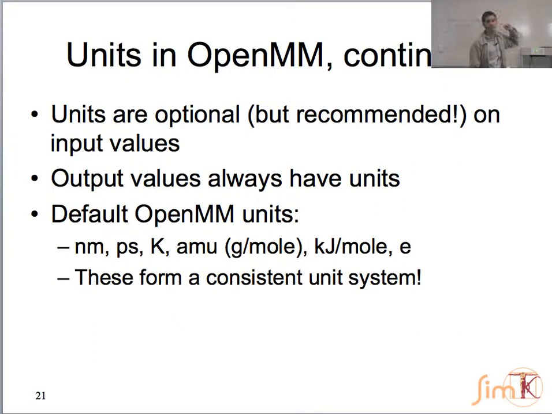Those units are, and you can find this in the user guide as well: Distance is in nanometers. Time is in picoseconds. Temperature is in Kelvin. Mass is in atomic mass units, also known as Daltons, also known as grams per mole. Energy is always in kilojoules per mole. And charge is in units of the electron charge, or I should really say the proton charge. There's a reason we picked these units. They form a consistent unit system.